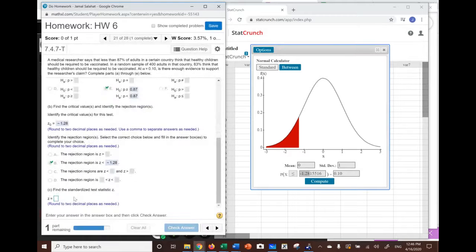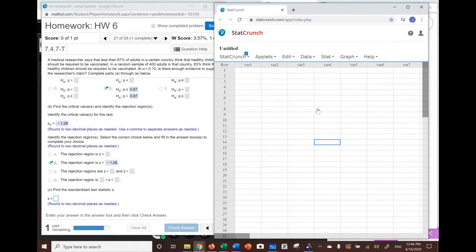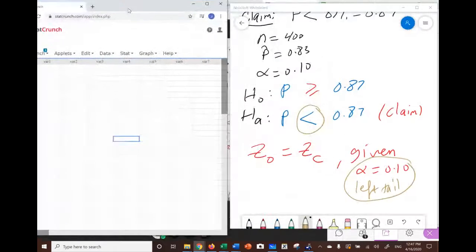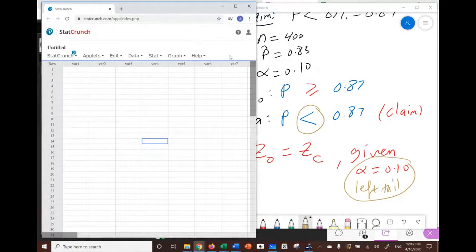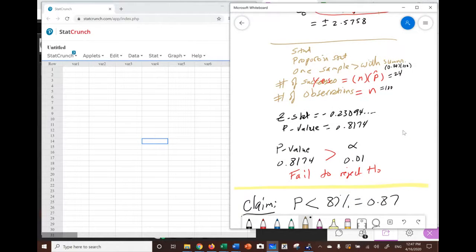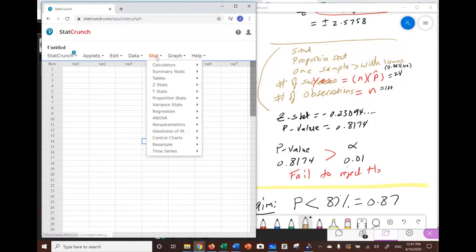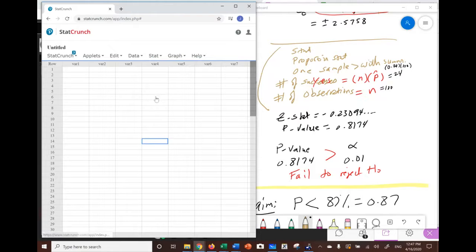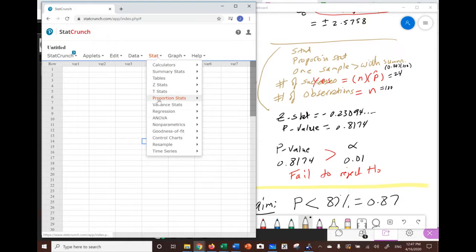The question after that is, what is the standardized test statistic? So to find the standardized test statistic, I have to go through the steps. Let me move this around here. I'm going to go through the steps that we mentioned in the previous example. And those are the steps. So we're going to go to Stat, and we're going to go to Proportion Stat. Again, let me repeat this. Proportion Stat, one sample with summary.